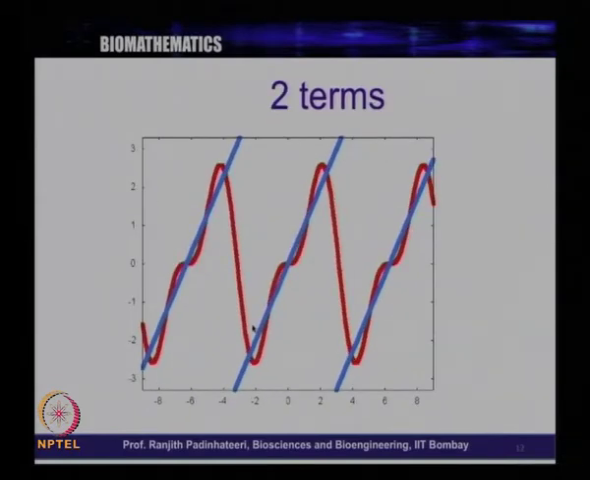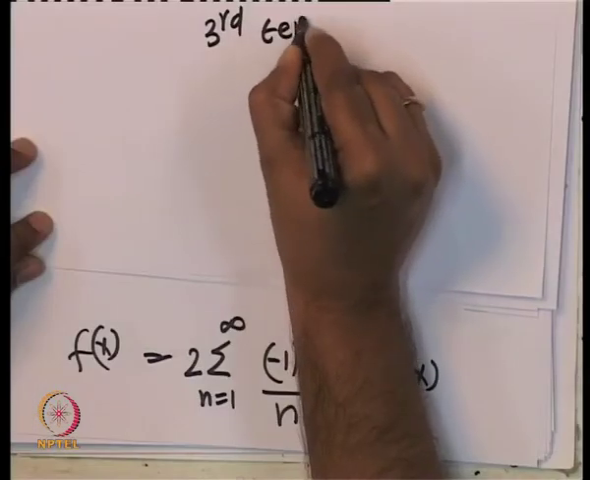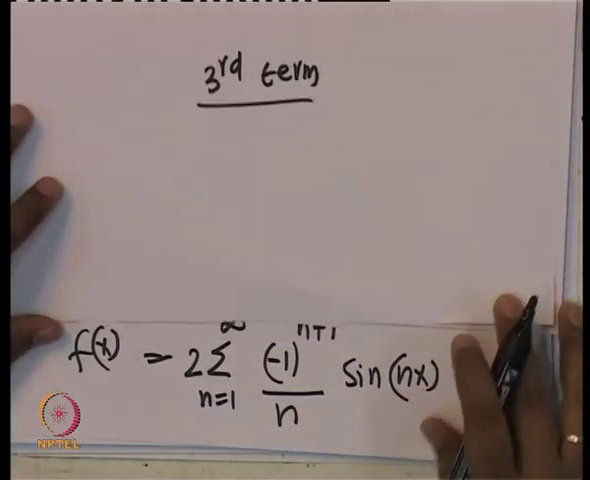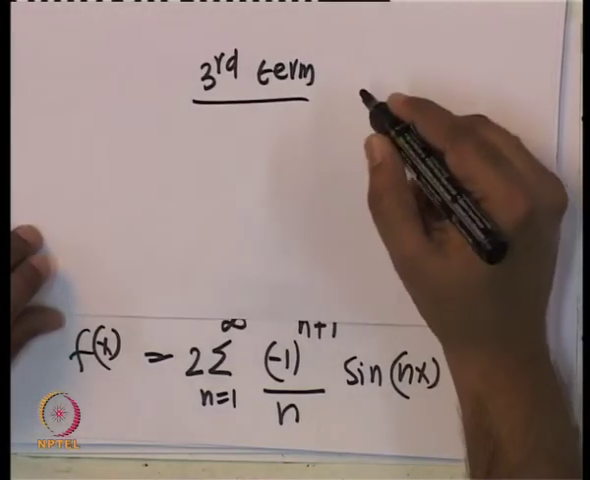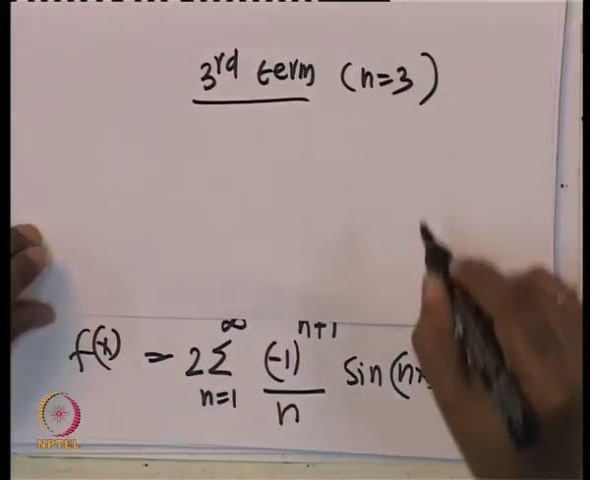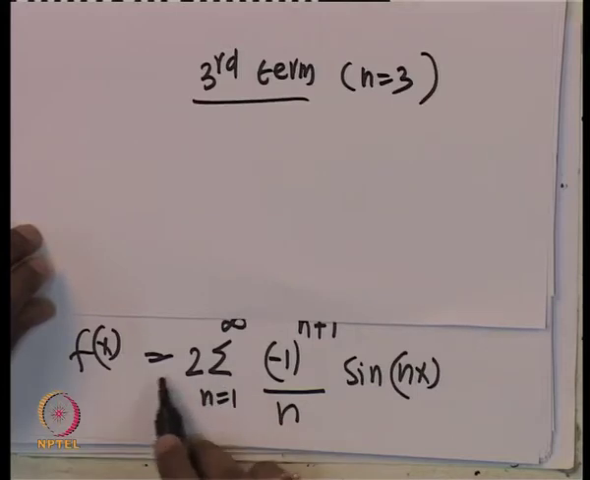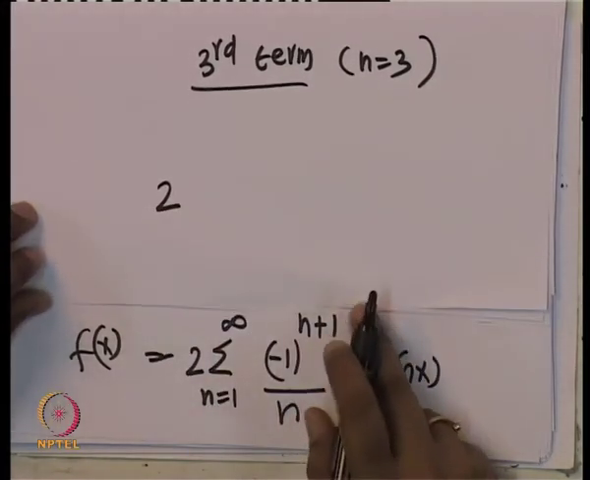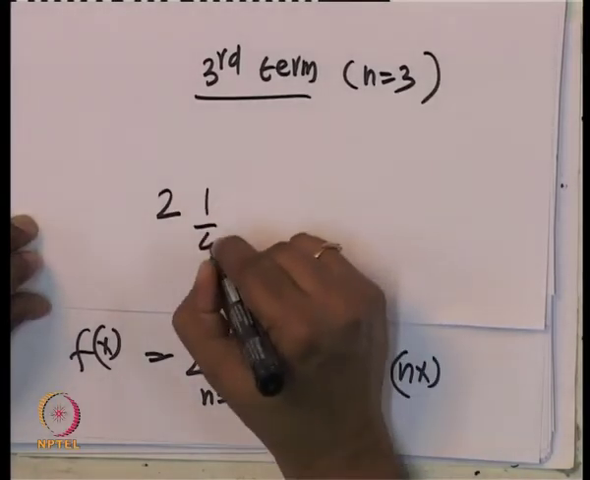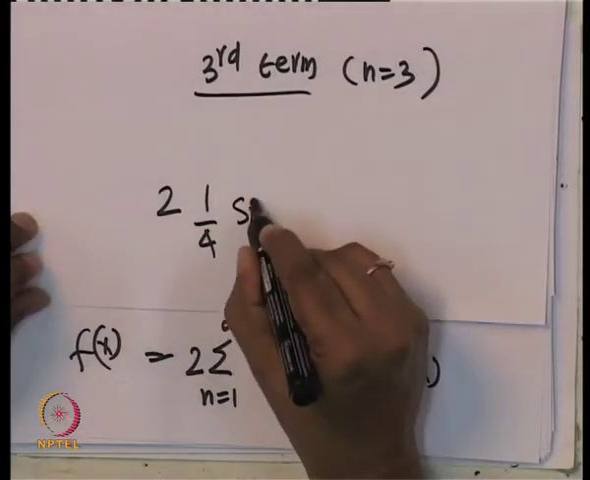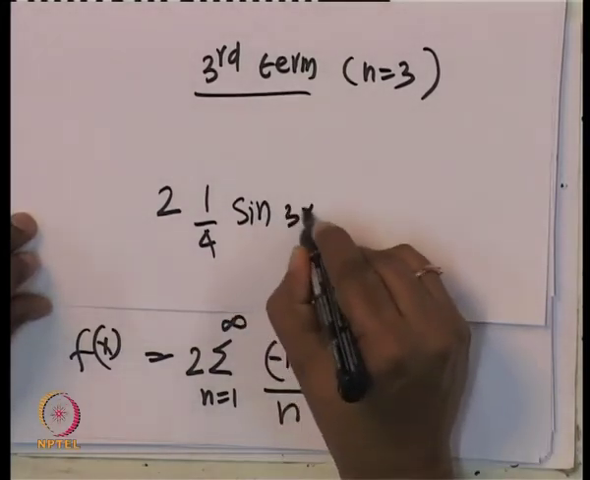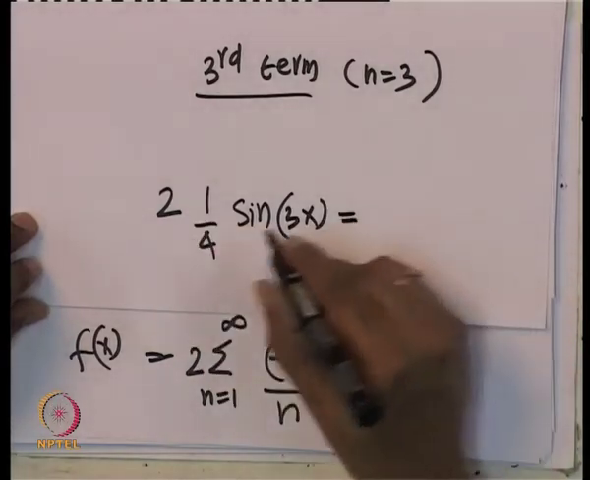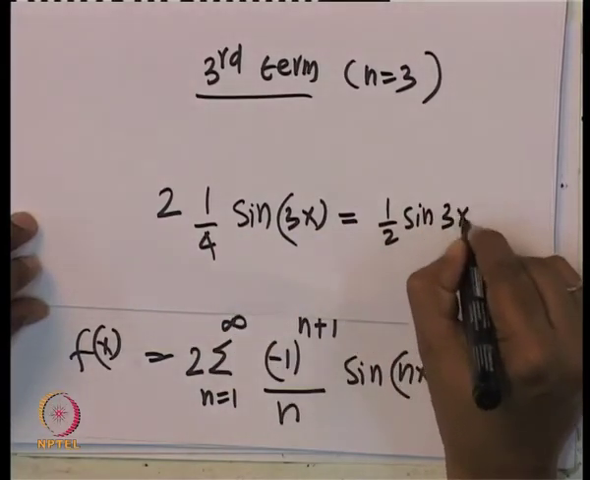Now, what is the third term? So, let us look at the third term. Third term means n equal to 3. So, if you take n equal to 3 here, what do you get? The third term is 2 into, n is 3, so 3 plus 1 is 4, so this is 2 into 1 by 4 sin 3x. So, this is 1/2 sin 3x. This is our third term.